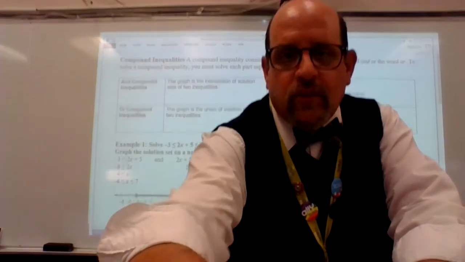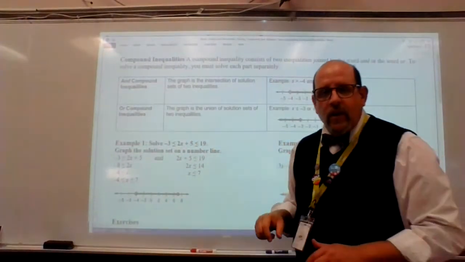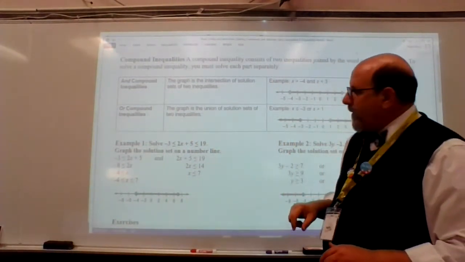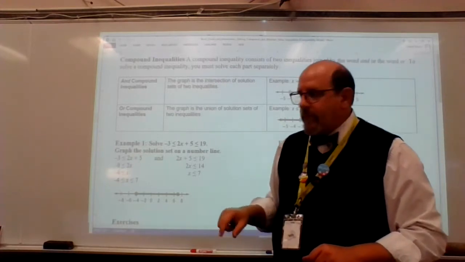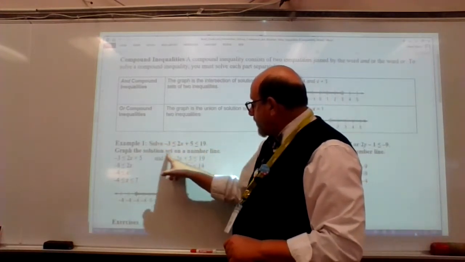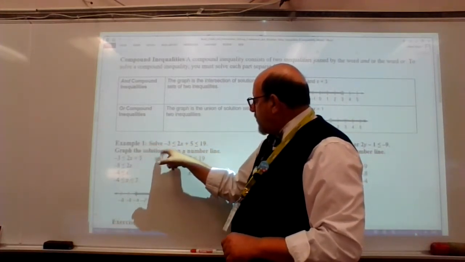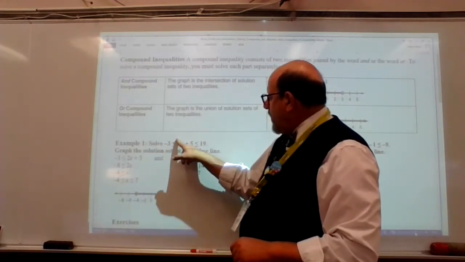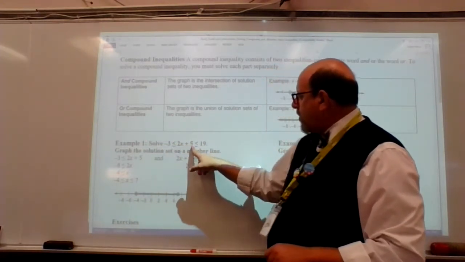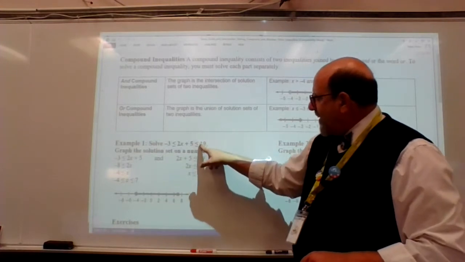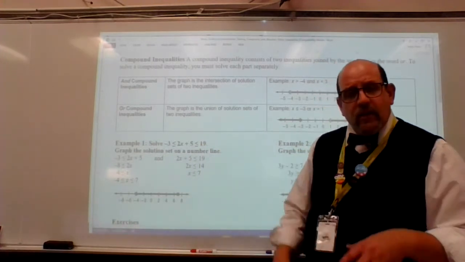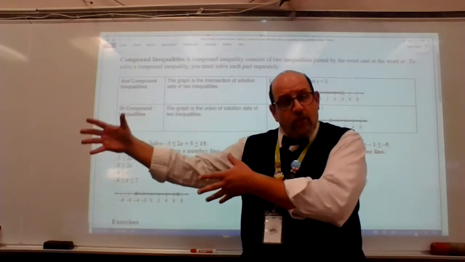I don't know if you can see that. I'm going to just touch that button right there and see if it darkens it for you just a little bit. If not, I'll read it out for you. This says, solve negative 3 is less than or equal to 2x plus 5, which is less than or equal to 19. And then what you do is you solve for both sides.